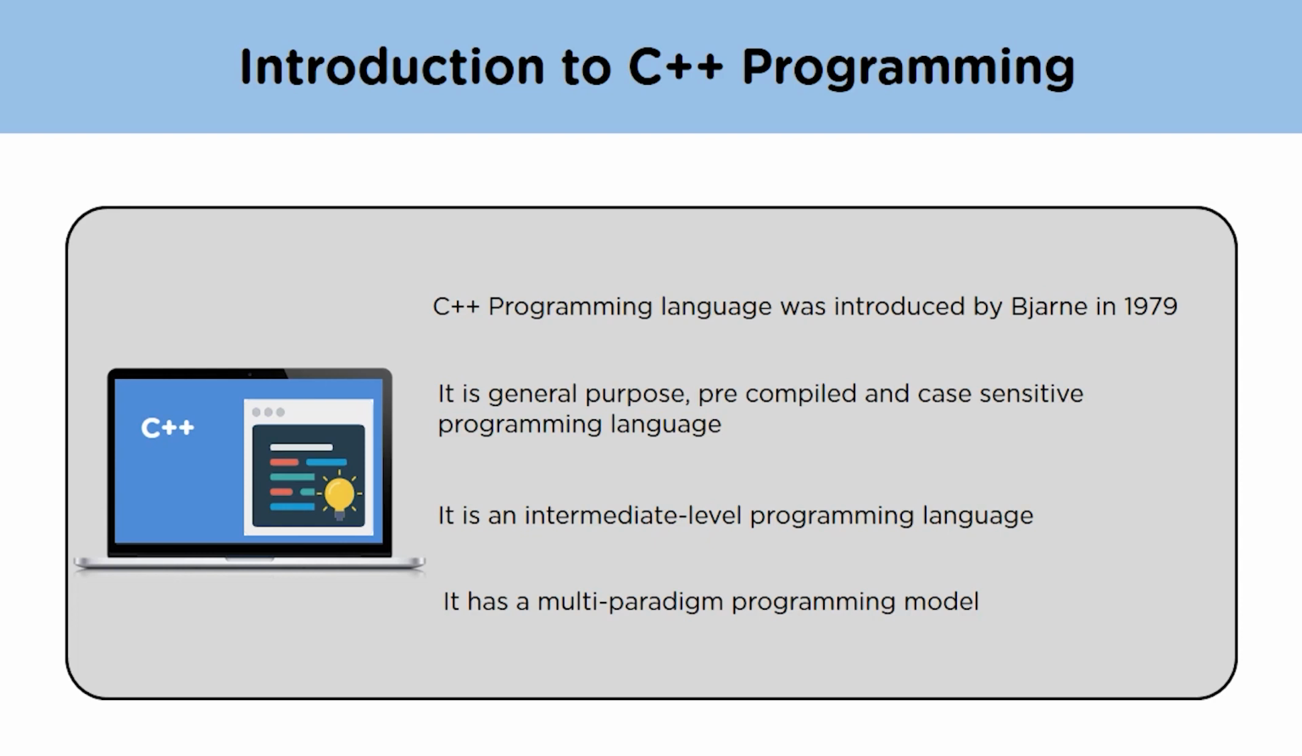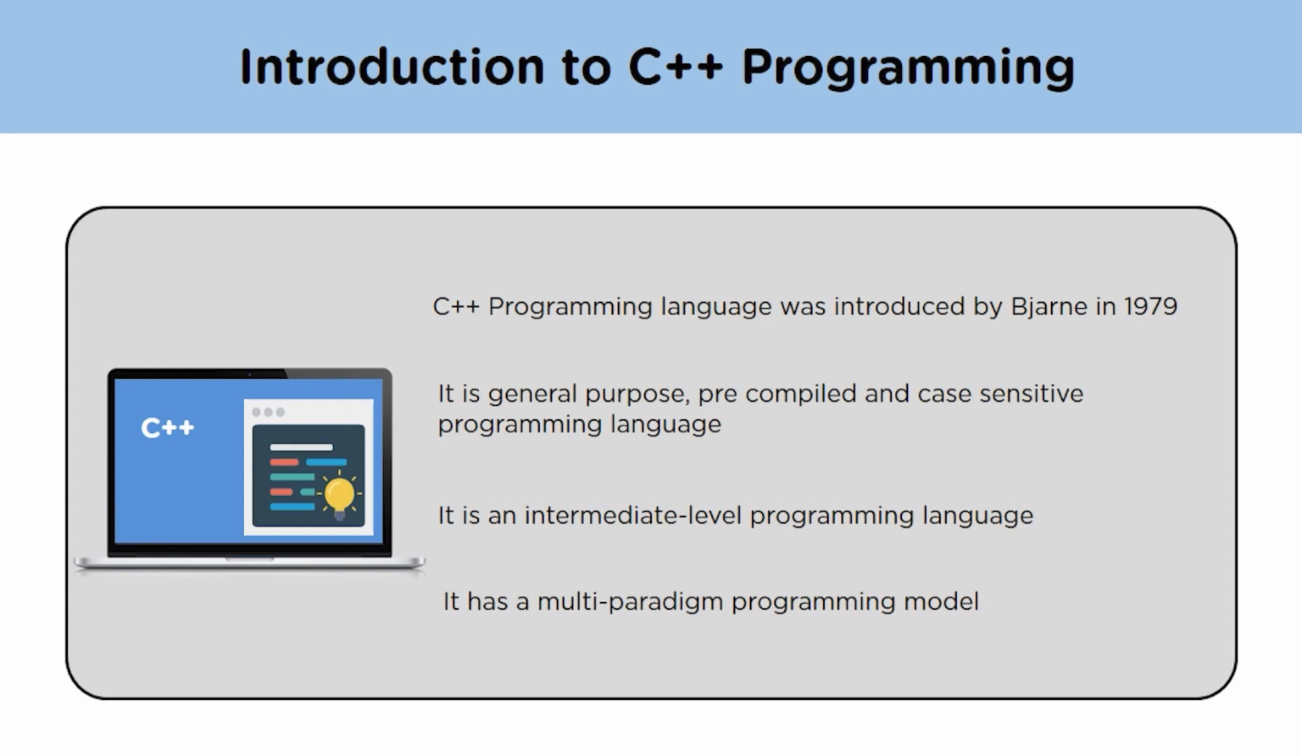So let's start with the introduction to C++ programming. C++ is a popular programming language introduced by Bjarne Stroustrup in the year 1979. The aim was to make a dynamic language that is efficient and has some additional features to C. Initially, it was called C with classes as it was an extension to the C language, but later renamed as C++.